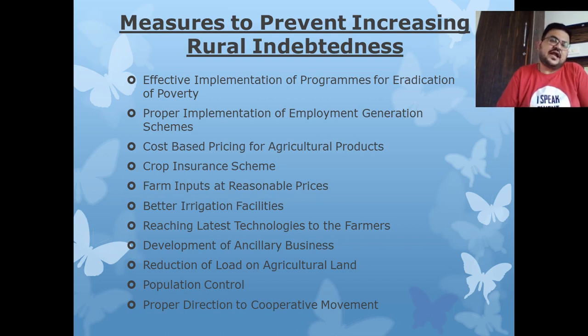They must also look at better irrigation facilities, making water available, and getting the latest technologies to the farmers. Developing ancillary business, meaning what other businesses they can do from farming, and reduction of load on agricultural land. We should also explore other opportunities, like cattle farming, sheep farming, livestock farming, there are many things. We must look at controlling population. We must look at cooperative movements, like you must be aware of Amul, the Gujarat milk producing movement. So all these are the measures with the help of which we can reduce rural indebtedness.